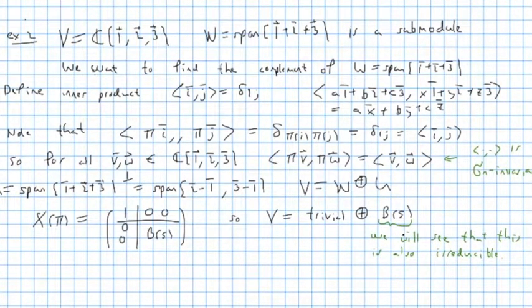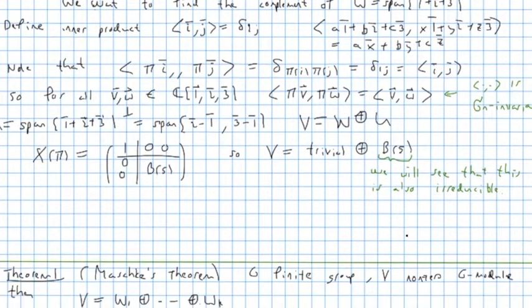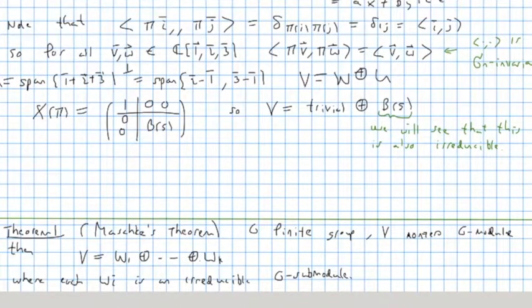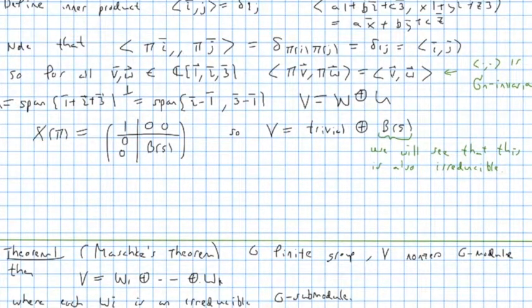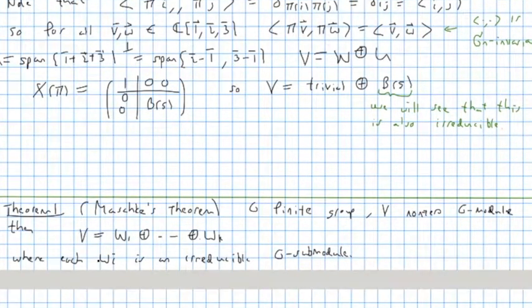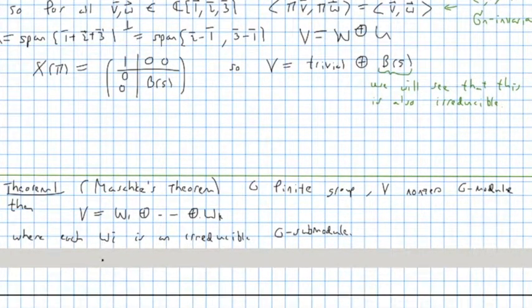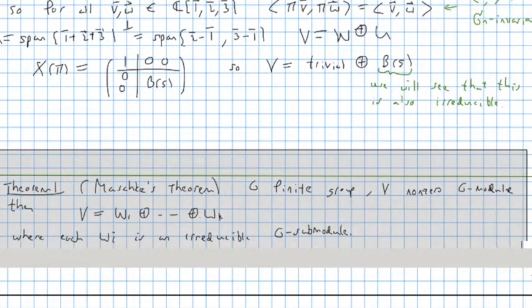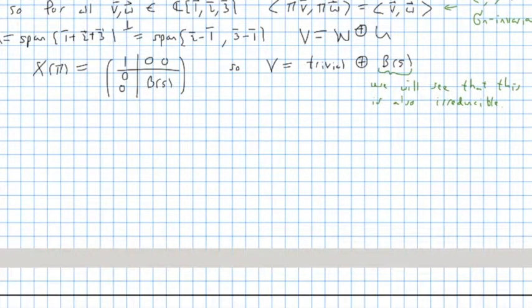So let's take this idea of finding a complement and use it for any representation. We ended up stating this result: if we have a finite group G, and V is a non-zero G module, then V can be written as a direct sum of irreducible G submodules. The goal today is to prove this result, give some corollaries, and then move on to the next topic, which is going to be G homomorphisms. Okay, so we're done with the review.